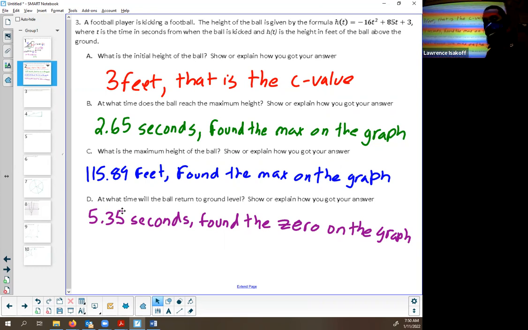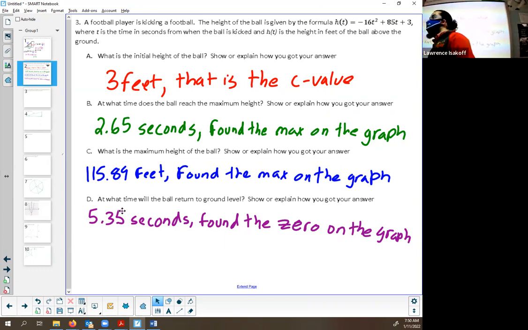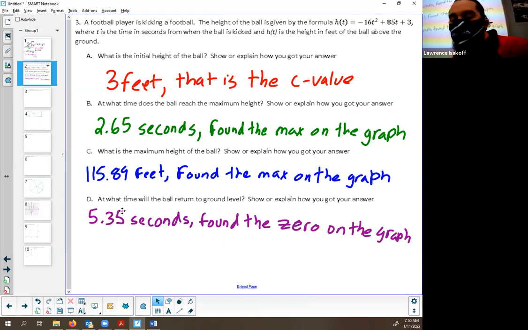Look at how much time I took. I'm just going to stop right here. We'll pick up with number 5 tomorrow. I want to give you guys time to work.